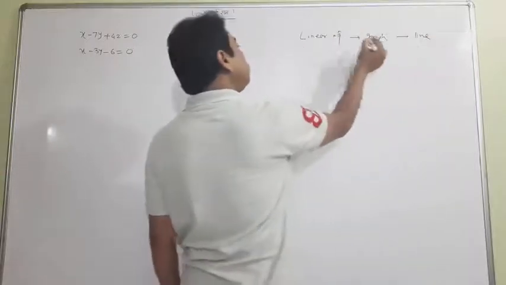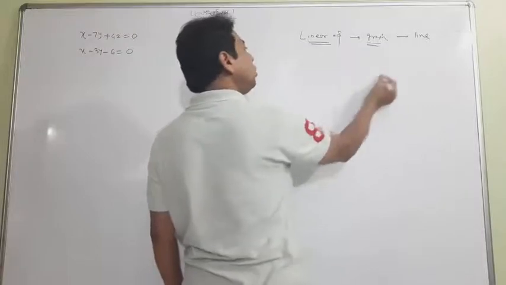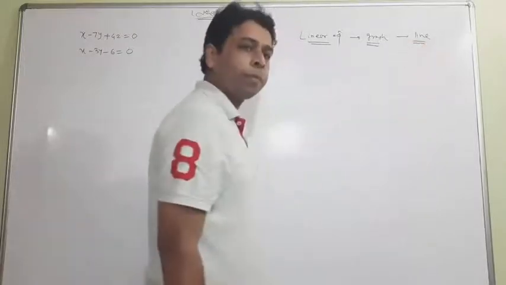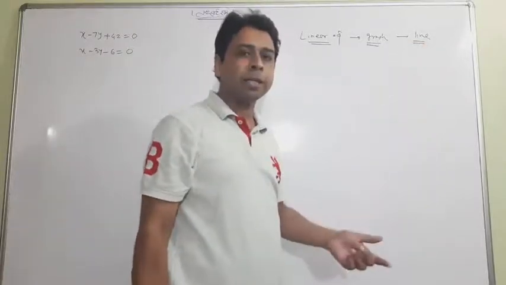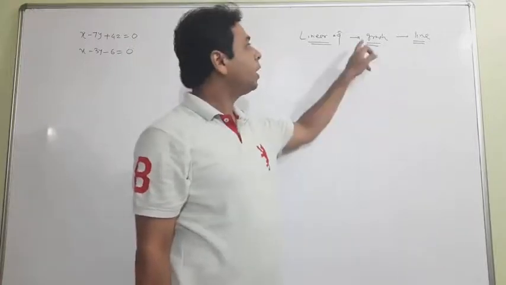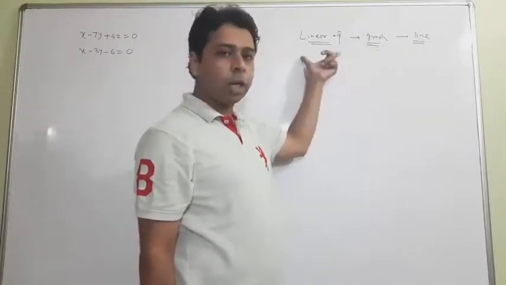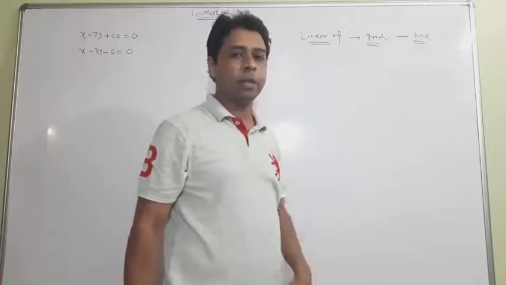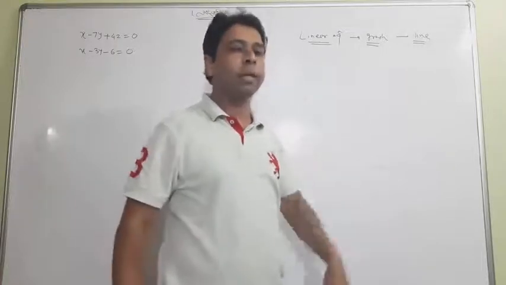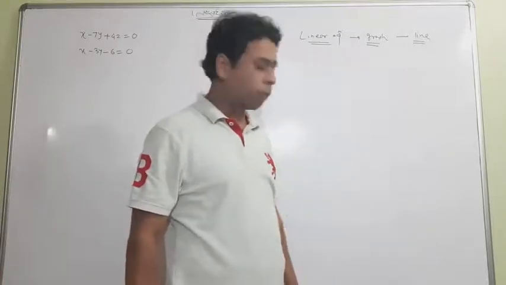Meaning whenever you draw the graph of a linear equation, you will get a line. That's a very standard sentence, a very important sentence. Whenever you draw the graph of any linear equation, you will always get a line. That should be in your mind.